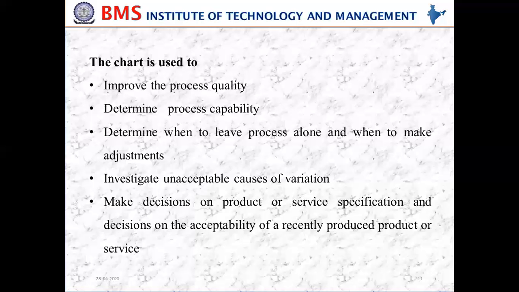Find out the corrective actions, and then you need to establish the new control limits. So if there is any assignable cause of variation, then this control chart will help us to investigate that particular assignable cause of variation and take the corrective action, and make decisions on product or service specification, and decisions on the acceptability of a recently produced product or service.